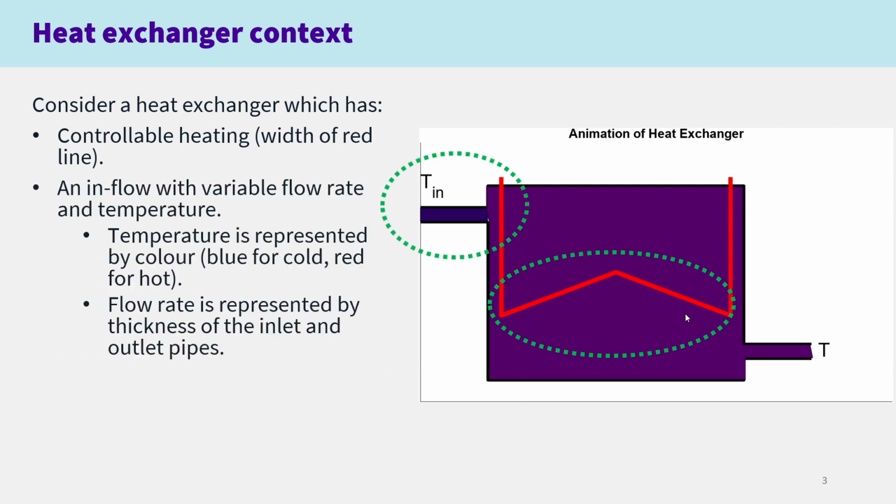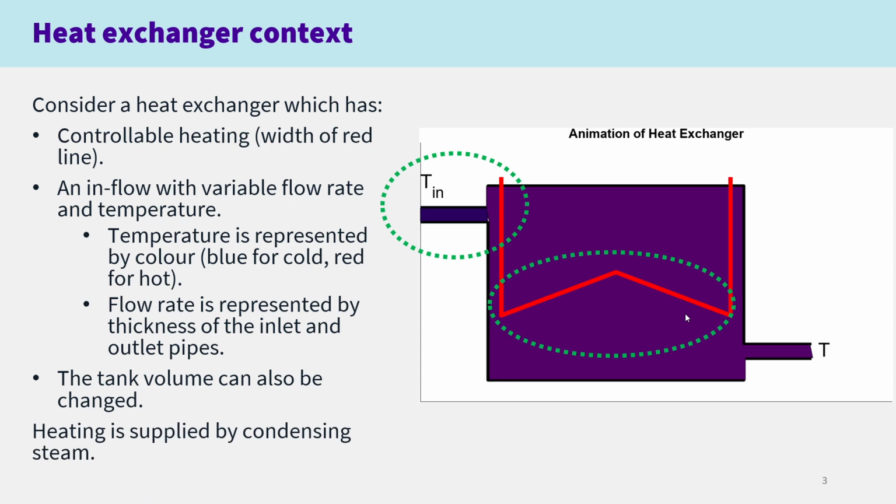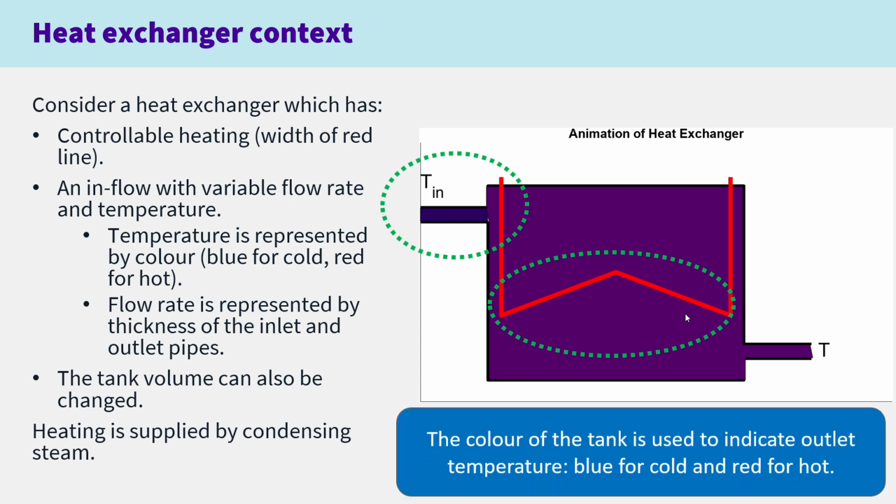The inflow is given by this pipe in the top left, and you can see it's got a temperature T in, and the flow rate is represented by the thickness of that pipe. So a big flow rate, that pipe's thick, and a small flow rate, and that pipe will be thin. And the tank volume can also be changed. And as we've said, heating is supplied by condensing steam. Now the colour of the tank is also used to indicate temperature, so you can see dark blue is cold and bright red will be hot.